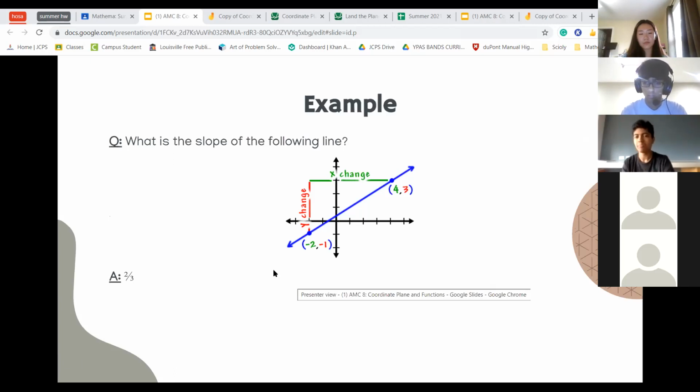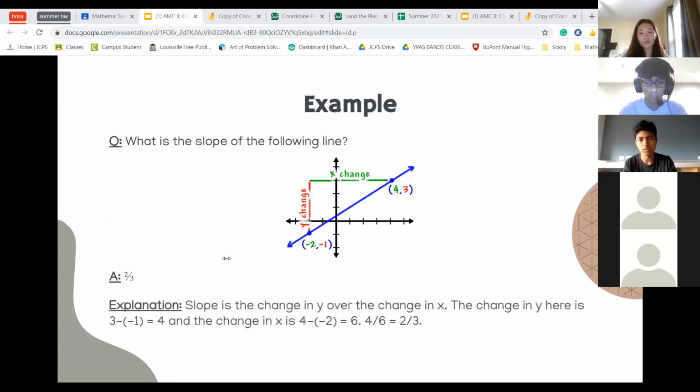So the slope is 2/3. Going back to the formula, it is change in y over change in x. The change in y is going to be 4: it's 3 minus -1, which is 4. The change in x is 4 minus -2, which is 6. So when we do 4 over 6, we get 2/3.